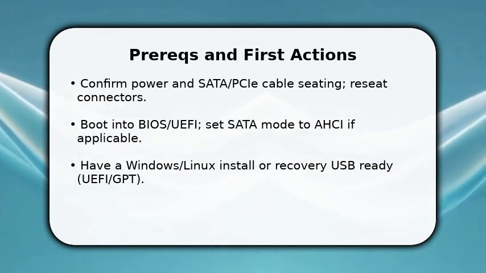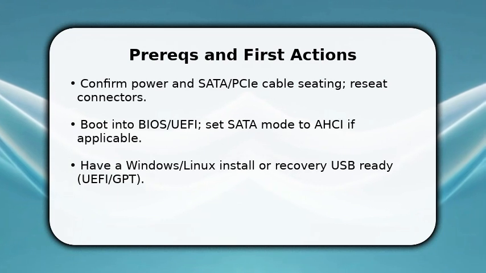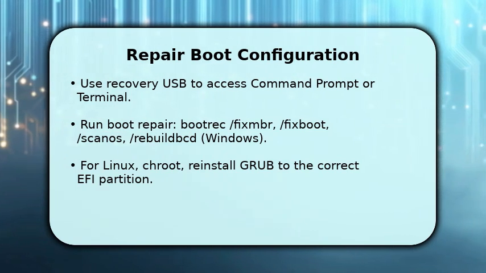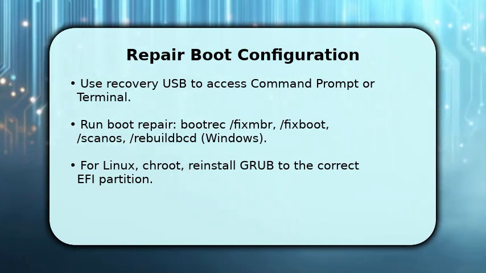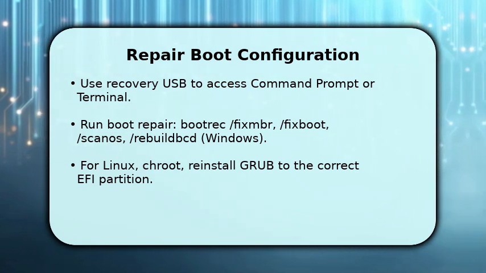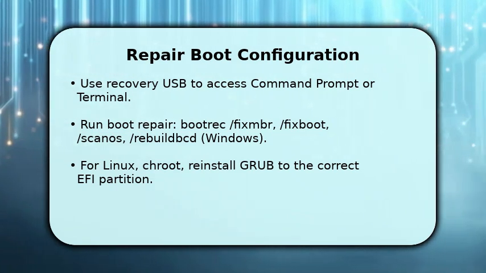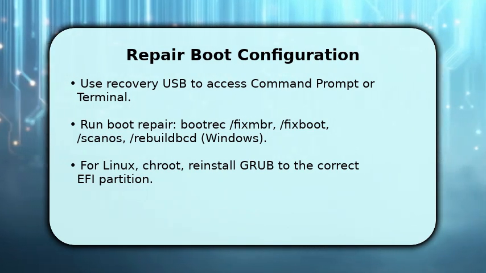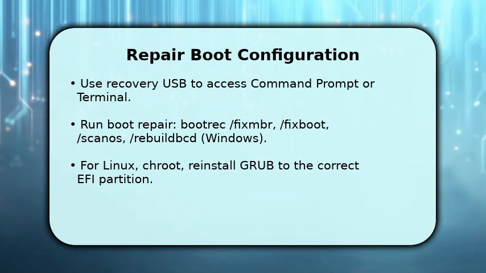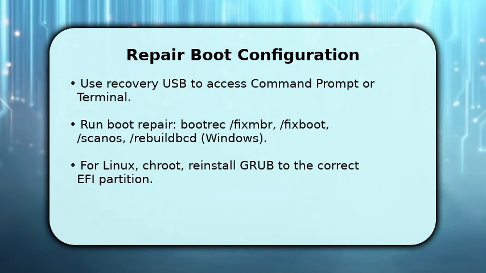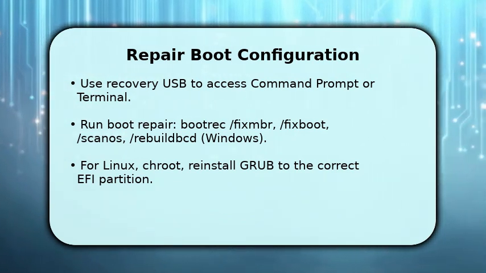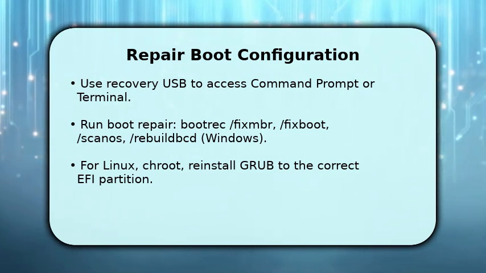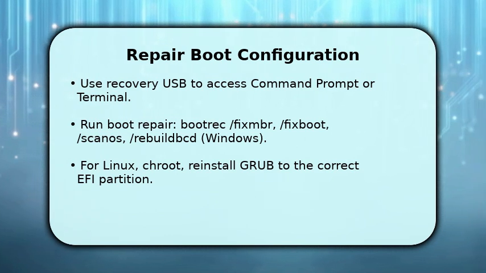Next, you repair the boot configuration because corrupted or missing bootloaders are the usual culprit. Boot the recovery USB, open command prompt, and run the Windows bootrec sequence to rebuild MBR and BCD. This restores the loader and points to the OS. For UEFI installs, you may need bcdboot to recreate EFI files. If Linux, mount partitions, chroot into the system, and reinstall GRUB to the correct EFI partition so the firmware finds your kernel. These steps re-establish the boot chain.